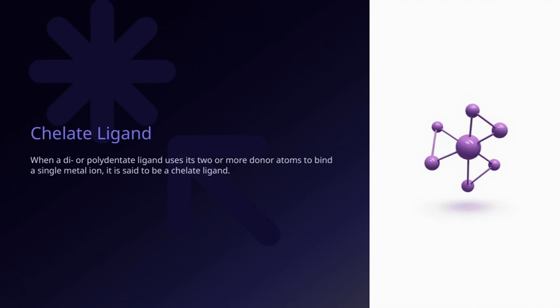So, in the context of our overall theme, understanding chelate ligands helps us see how ligands can form stronger, more stable bonds with metals, influencing everything from enzyme activity to metal detoxification.